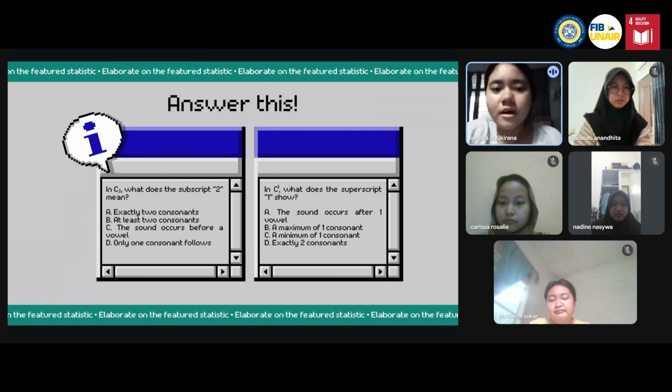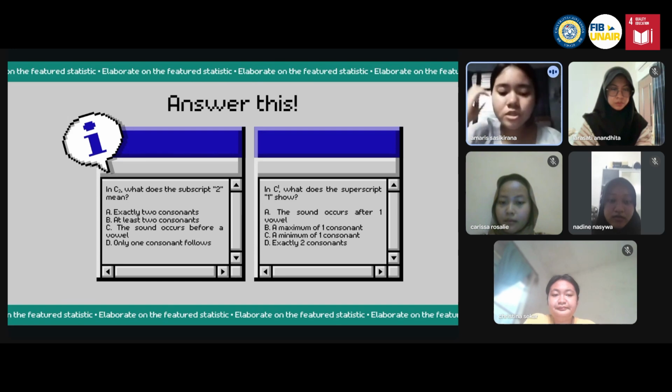Okay, so now I have two easy practices. There are two questions. The first question is, in C2, what does the subscript 2 mean? These are the options. A, exactly two consonants, B, at least two consonants, C, the sound occurs before a vowel, and D, only one consonant follows. As the question says, in C2, what does the subscript 2 mean? A subscript only shows the minimum requirement.